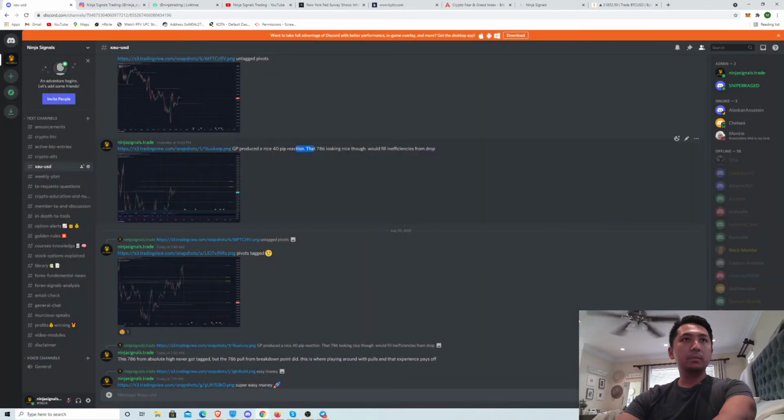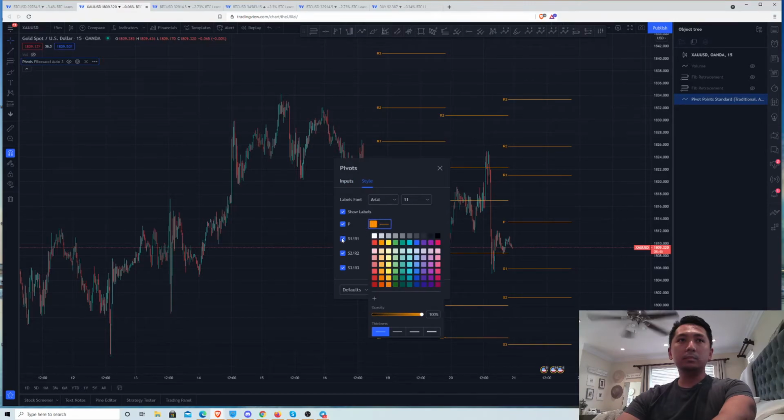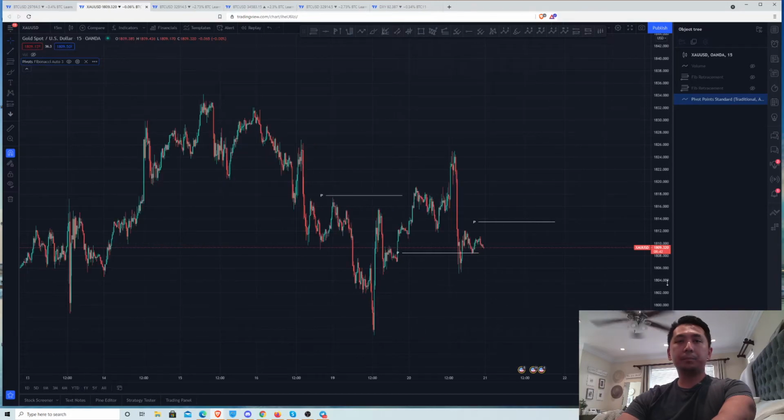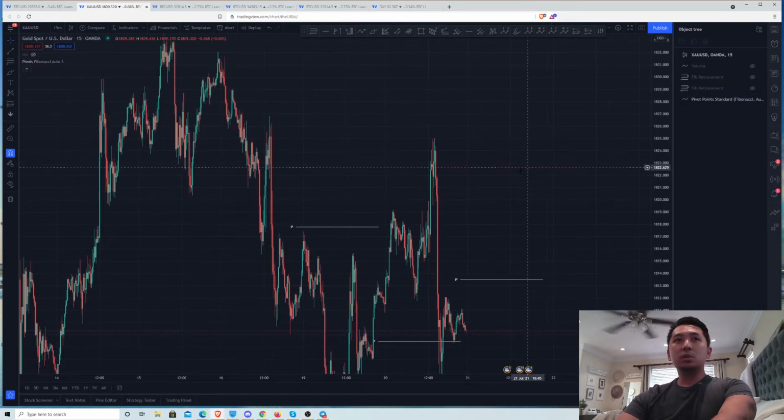Okay. GBP produced a 40 pip reaction. That 786 looking nice though. Would fill in inefficiencies from the drop. That was before. Okay. Oh, now we have another pivot. Probably gonna go up.